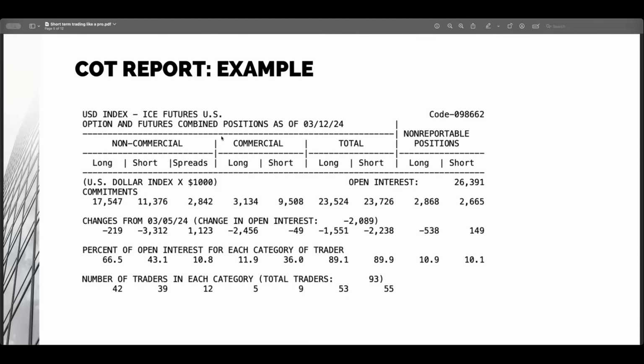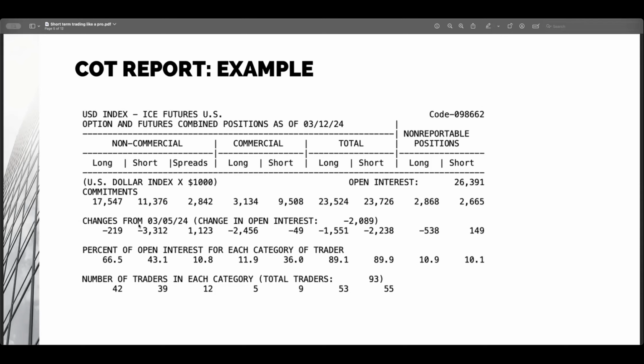All right. And if you look at the commercials, they have actually closed 2,456 long positions on the dollar index, basically on the dollar, right? So that is equivalent to opening 2,456 short contracts on the other side. Okay, so if you consider who is winning, we can say right now the non-commercials are winning. But why are they winning?